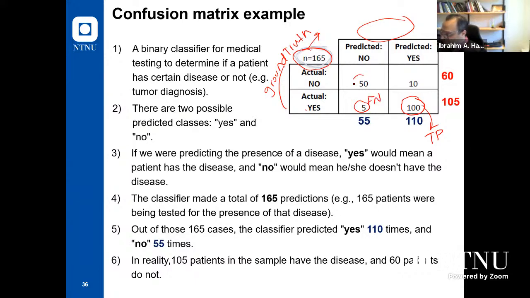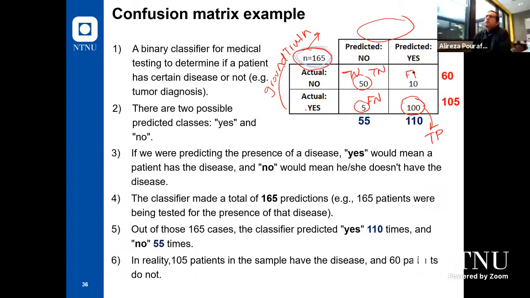Okay. What about this number? True negative. This is correct. True negative. What about this number? False positive. So if you have the table, you can get those numbers: true positive, true negative, false positive, false negative. And from those numbers, we can get other numbers as well.